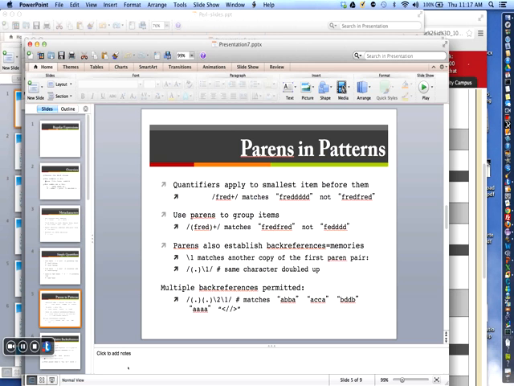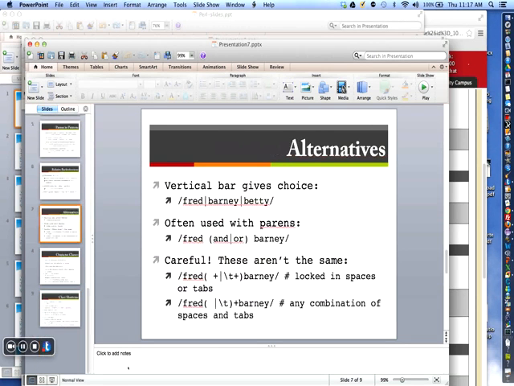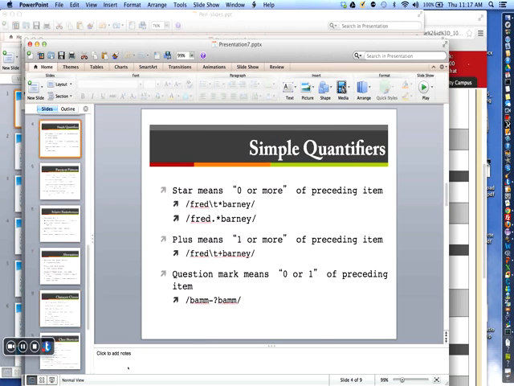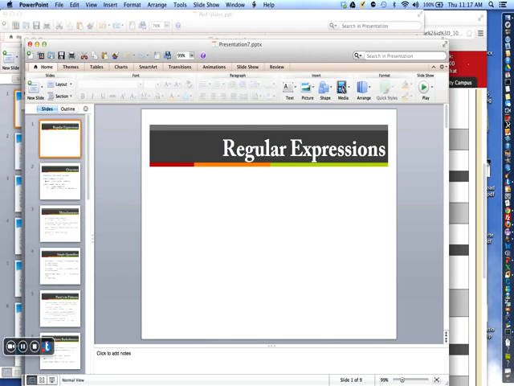And that's it for the regular expressions. Okay, so we are done, and we're going to see more examples, and we can use those examples in the following video.